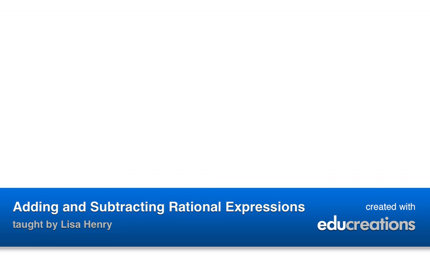This screencast goes over how to add and subtract rational expressions. Remember, when you have fractions from back in middle school, you have to have common denominators in order to add or subtract fractions. Same idea holds for rational expressions.